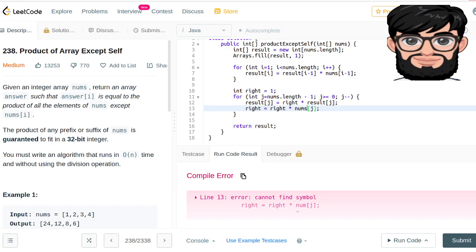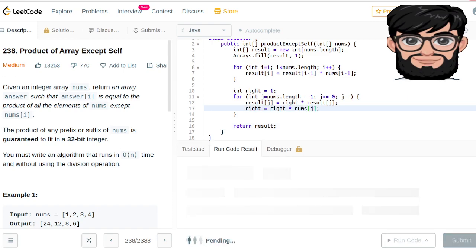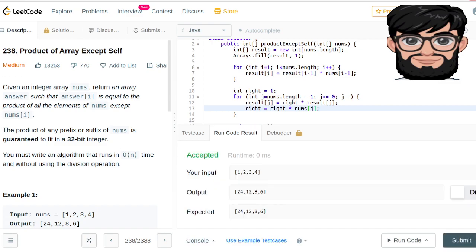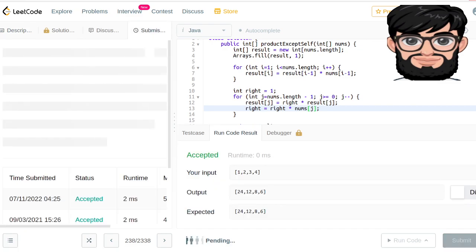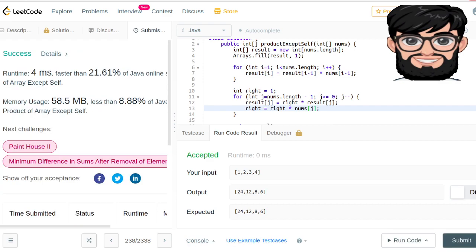This should be nums. Looking good. And it works.